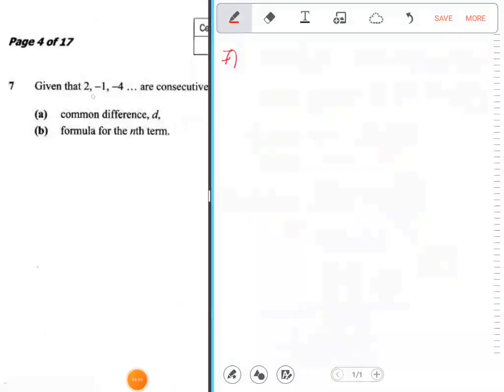Question 7, given that 2, -1, -4 are consecutive terms in an AP, find the common difference and the formula of the nth term. So our A, which is our first term here, is 2. Let me write the sequence. So the first term here is what we call A. So our A is 2.